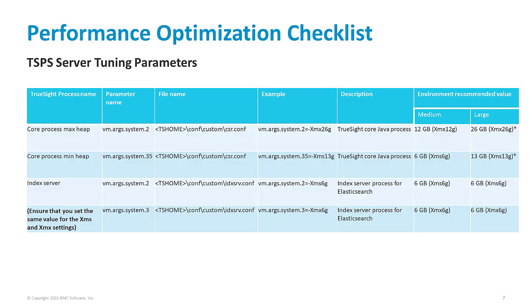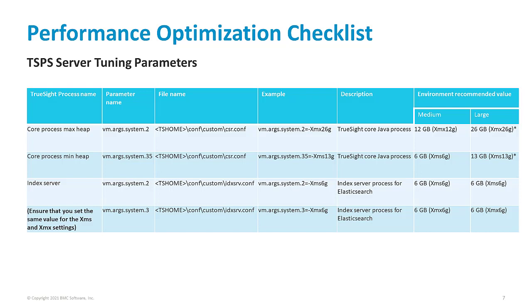As you can see, the following table provides memory tuning guidelines for TSPS Java processes, core, and index server. For better performance, you can increase the min and max heap of the core process by 20% over what is recommended if your system has sufficient RAM. An important point to note is that the min and max heap for index server must be the same. If you set the max heap value for index server higher than min heap, it will not start.